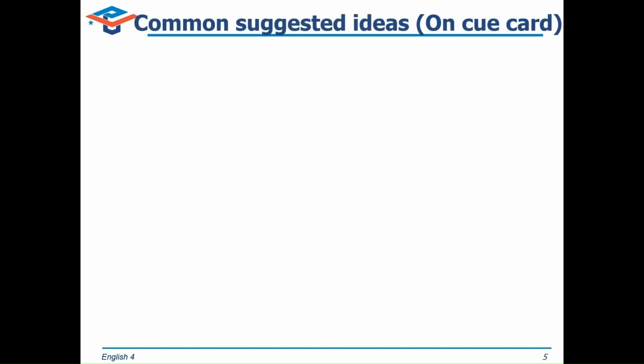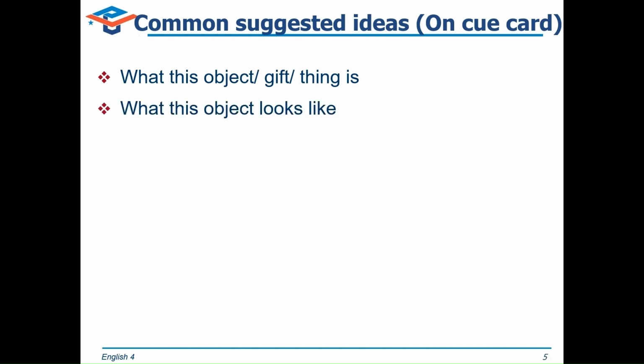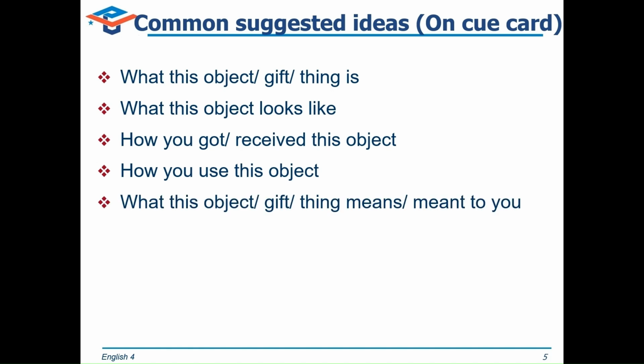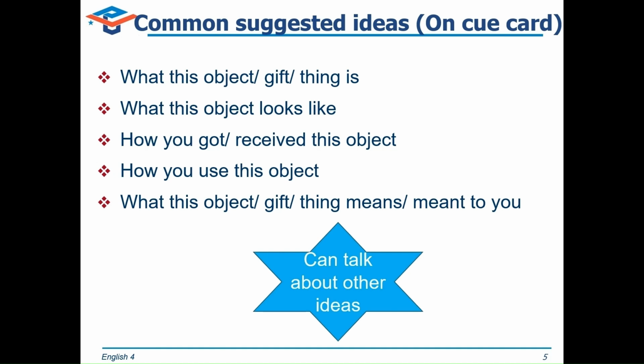Well, as I have mentioned earlier, in part 2 of the IELTS speaking test, you will receive a task card with a topic and some suggested ideas. For the topic area of describing an object, you may find some common suggested ideas on your task cards, such as what this object, this gift or thing is, what this object looks like, how you got or received this object, how you use this object, what this object, this gift or these things means or meant to you. And pay attention. You can talk about all the ideas as long as the ideas are coherently developed and well support the given topic.